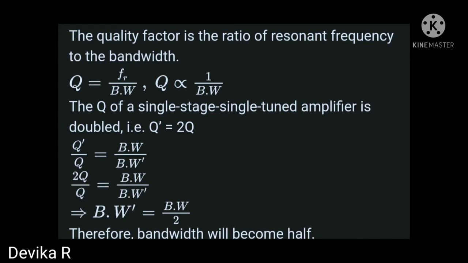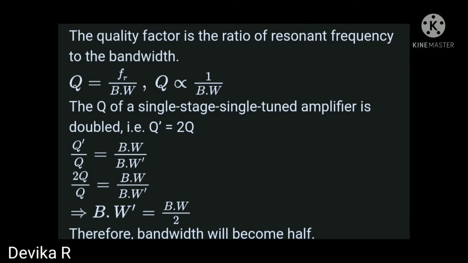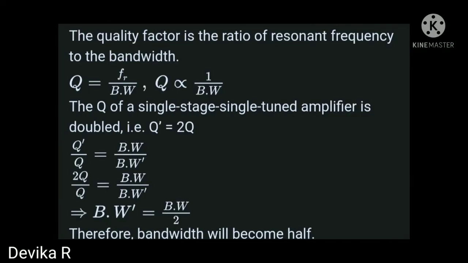Q equals fr by bandwidth, so Q is inversely proportional to bandwidth. What is given is that the Q of the single stage tuned amplifier is doubled. Q doubled means the bandwidth will be half. It is inversely proportional, so halved is the right answer.